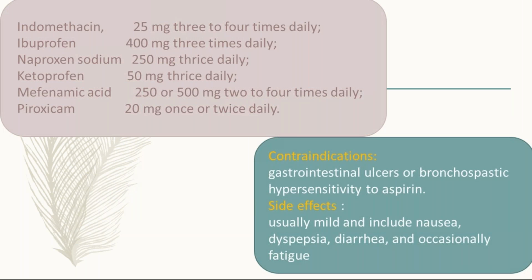These are the NSAIDs: indomethacin, ibuprofen, naproxen, ketoprofen, mefenamic acid. Out of all of these, we routinely use mefenamic acid 500 mg twice daily. Contraindications are gastrointestinal ulcers or bronchospastic hypersensitivity to aspirin. Side effects are usually mild and include nausea, dyspepsia, diarrhea, and occasionally fatigue.